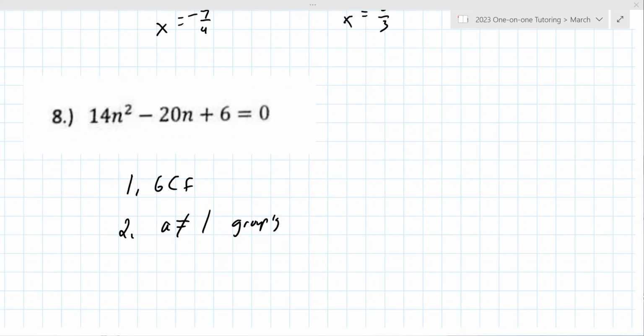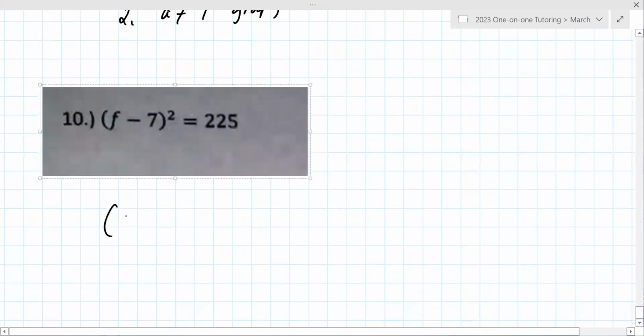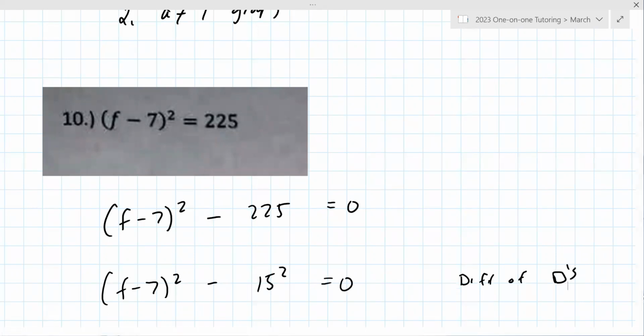We did not do 10, I don't believe. 10 is kind of an odd difference of squares. I'll just show this briefly. It's (f minus 7) squared minus 225 equals 0. So it ends up being (f minus 7) squared minus 15 squared, and you can use difference of squares for this one. But we are unfortunately out of time here, so maybe get some help on that before class tomorrow.